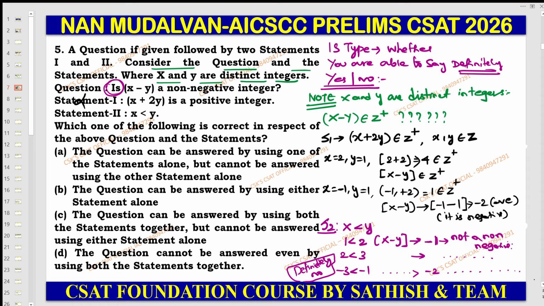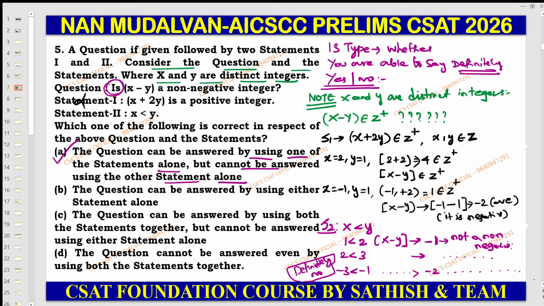Therefore, is x minus y a non-negative integer? No. Not a non-negative integer. Everyone understood? So definitely no here. Statement number 2 is sufficient to answer this one. Statement number 1 is not sufficient. So the question can be answered using one statement alone, but can't be answered using the other statement. A is the right answer.